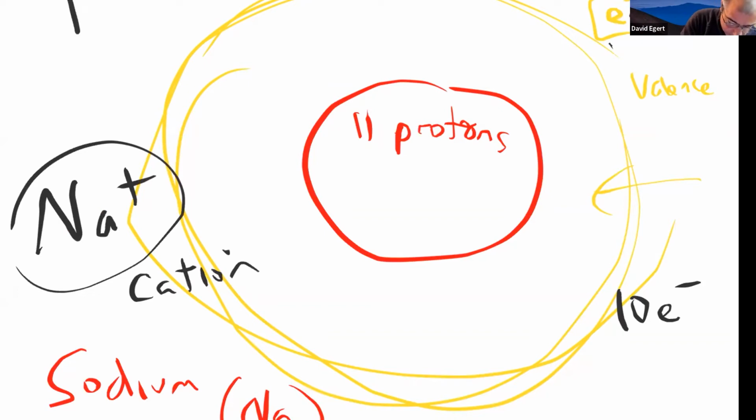Now, ion is the generic term for a charged atom. It's a cation if it's positively charged. It's an anion if it's negatively charged. Ions are going to be super important in our class because they are the main way that you carry electricity in the body.